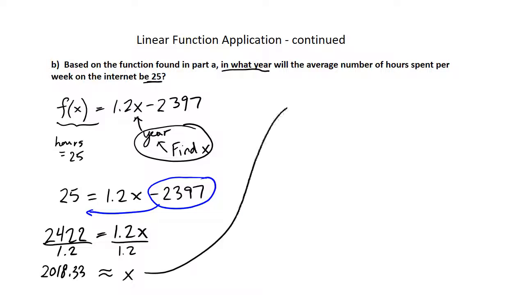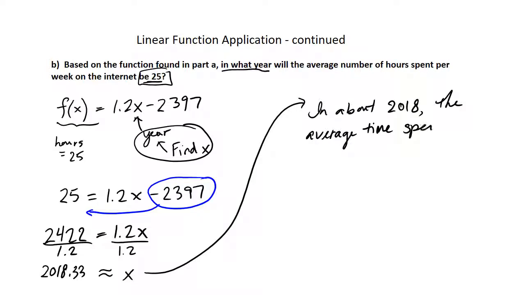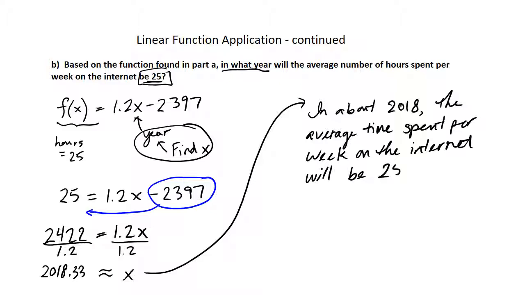So this gives me the year when I will have 25 hours on average being spent per week on the internet. So in about 2018, the average time spent per week on the internet will be 25 hours.